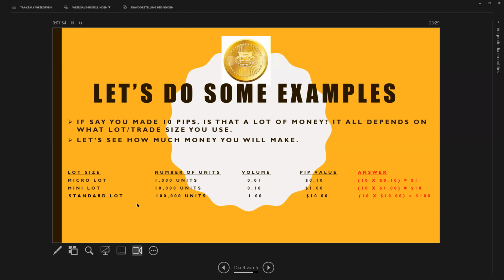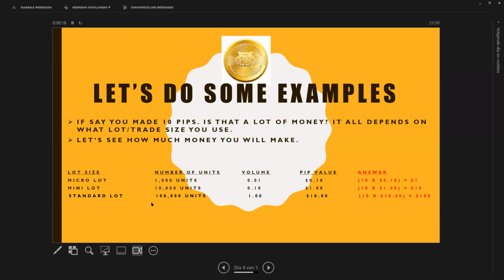And like that, we can do it too with the mini lot. The mini lot is 10,000 units. The volume is 0.1 and the pip value is $1. So if we have 10 pips, we can see 10 by $1, we have $10.